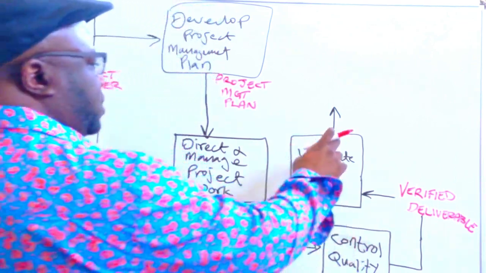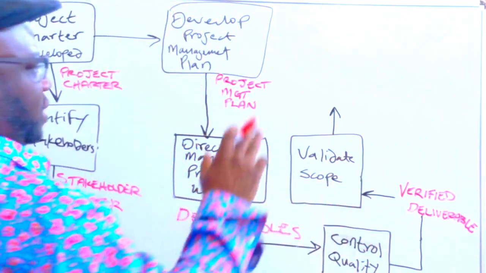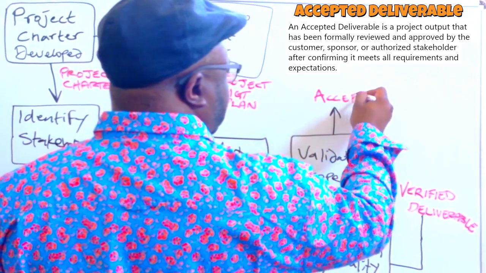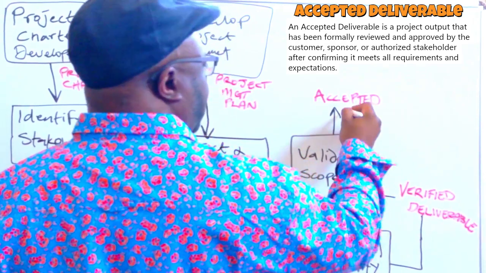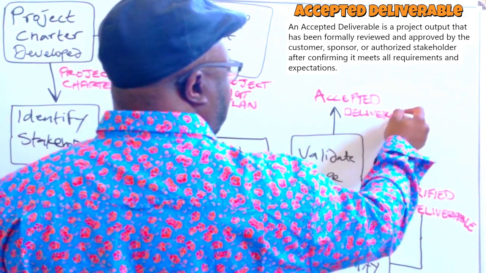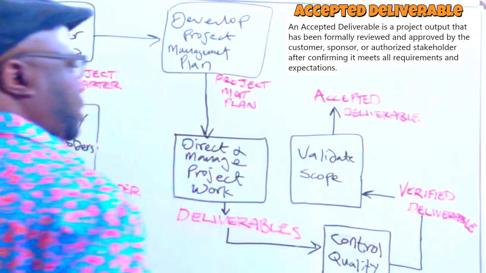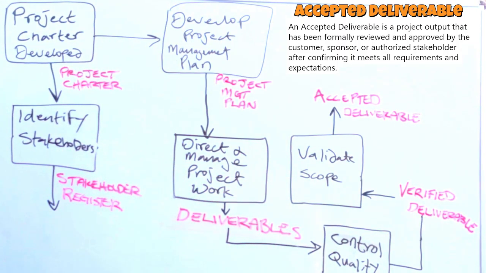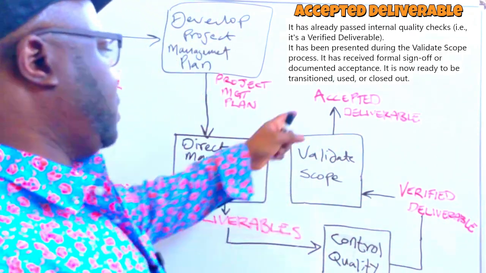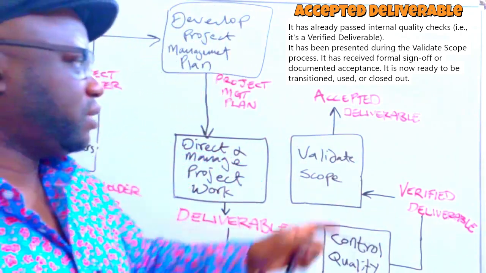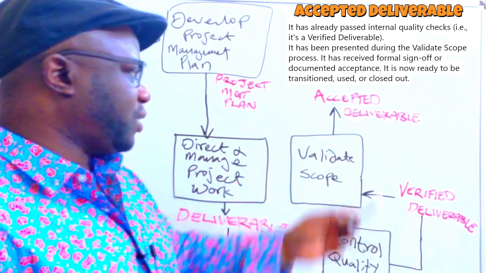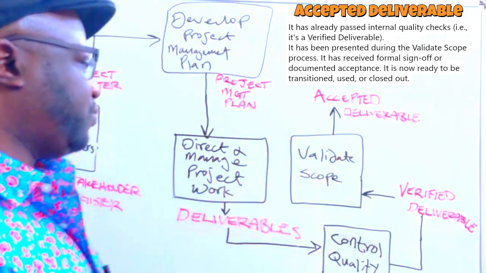Validate scope. If our customer inspects this and they are happy with it, then at that point we have something called an accepted deliverable. Okay? An accepted deliverable. Now at this point, the accepted deliverable is a stamp of approval on a deliverable acceptance form that says what we did is good to go. Customer has agreed, customer has approved this.